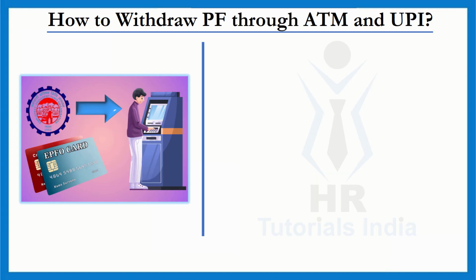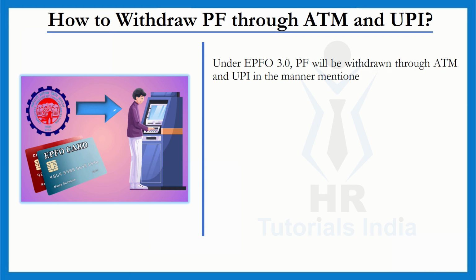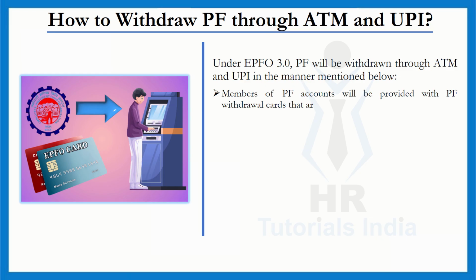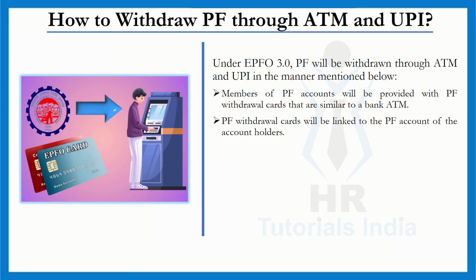Now let's see how to withdraw your PF through ATM and UPI under EPFO 3.0. With this new system, the process is going to be as easy as withdrawing money from your regular bank account. First, every PF member will be issued a PF withdrawal card which will work just like a bank ATM card. This card will be linked directly to your EPF account, allowing you to access your funds easily. You will also be able to withdraw your PF using UPI, making the process even faster and more convenient.